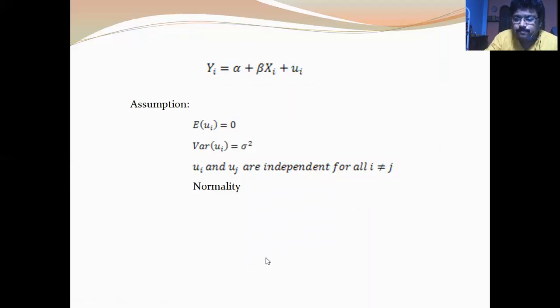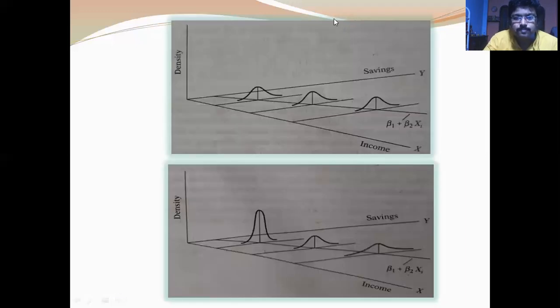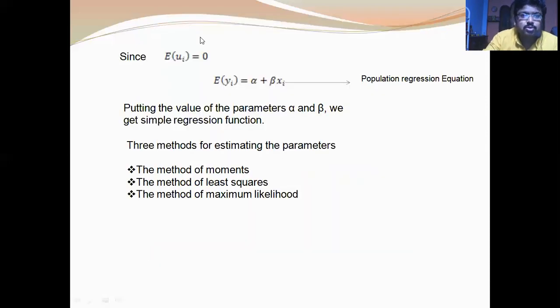Now look. Since the expectation of u is constant here, this is the population regression. Putting the values of the parameters alpha and beta, we get the simple regression function.